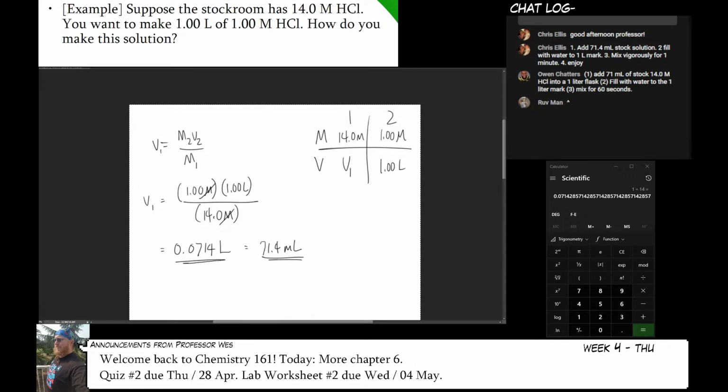Now, you can use your answer in either milliliters or liters. I just think milliliters is easier to measure out when it's smaller, because graduated cylinders up to like a liter exist. I mean, you could have any graduated cylinder, any size.